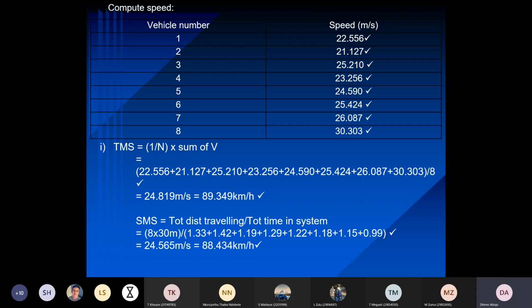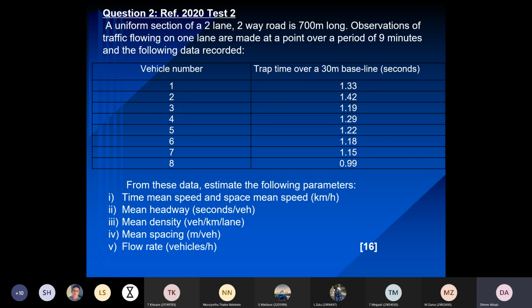Space mean speed: total distance traveled. So the distances were given to you in the question. Simply the summation of that, total distance traveled, divided by the total time in the system. So you had a 30 meter baseline, 8 vehicles. Sorry, what am I saying? Your total time in the system is the summation of all the time. So if you go back to the question, summation of all your time. Okay.